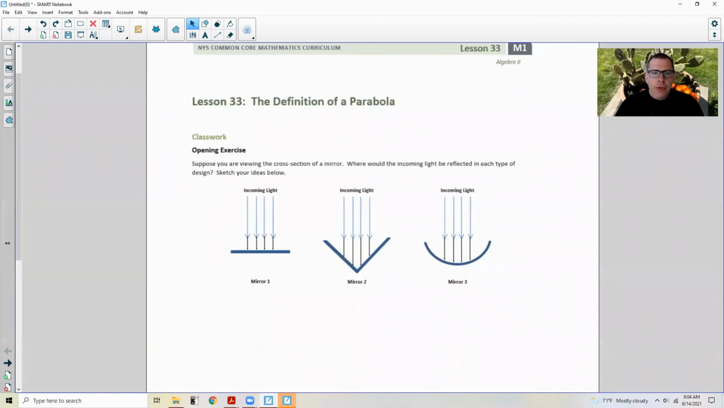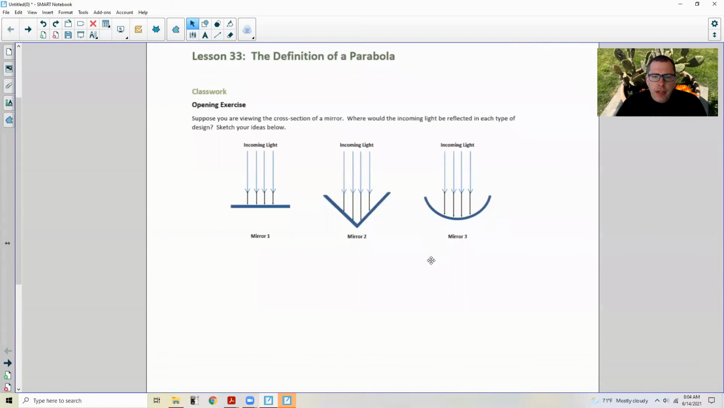Okay, lesson 33, the definition of a parabola. Classwork opening exercise says, suppose you're viewing the cross-section of a mirror. Where would the incoming light be reflected in each type of design? Sketch your ideas below. So we were given these light blue arrows coming down.